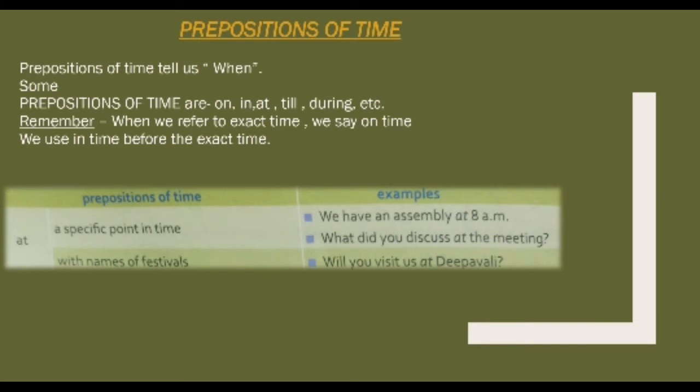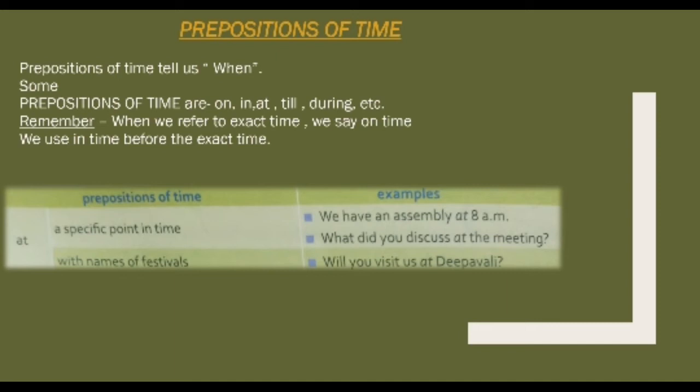Students, one important point is there. When we refer to exact time, like if someone says that you have to reach school in time, here in time means time से पहले. Like if you have to reach at 8, and someone says you have to reach in time, that means before 8. And if someone says you have to reach on time, that means you have to reach at 8. 8 o'clock ही आना है. In time means before time, and at or on means at that time only.